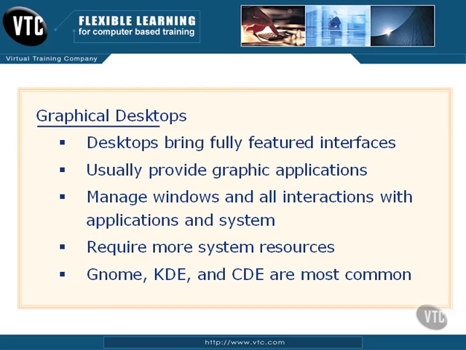Graphical desktops require a lot of system resources, which is basically why you don't really see them in server implementations so much. You more or less see them in desktop solutions where users are actually doing productivity, word processing, checking email, surfing the web, and so forth. GNOME, KDE, and the Common Desktop Environment, or CDE, are the most common desktops that you'll see. GNOME and KDE are run on different variations of Linux and can also be run on some Unixes, and CDE is most often seen in operating systems such as Solaris.